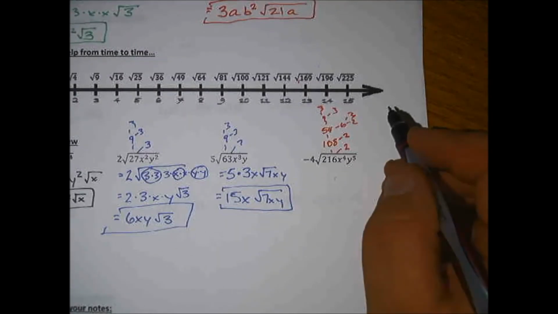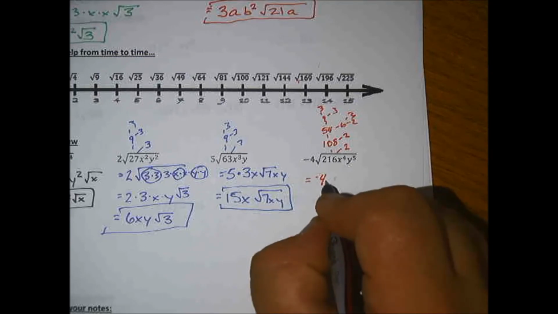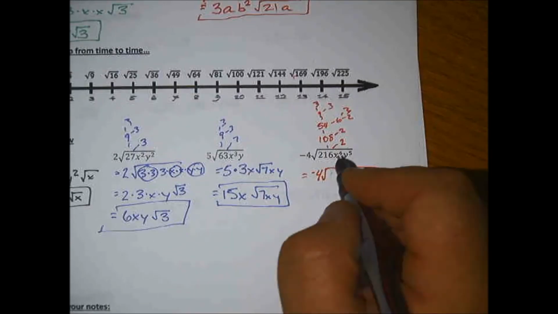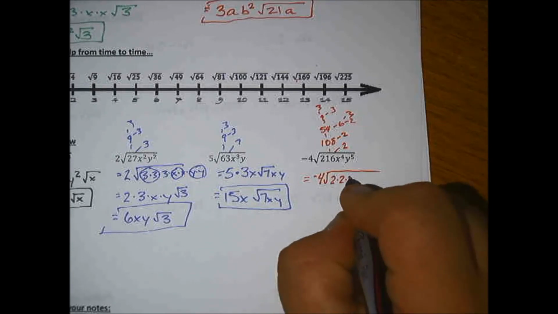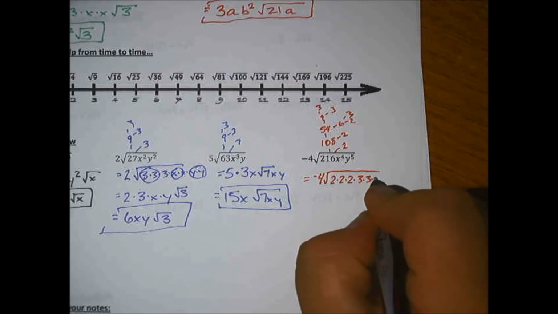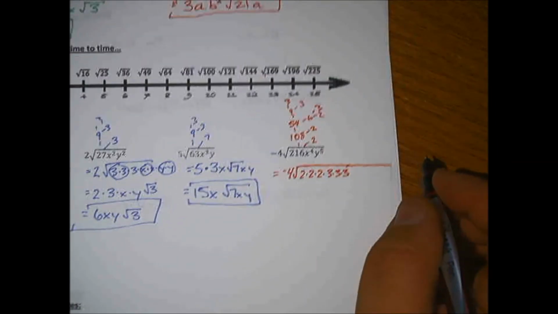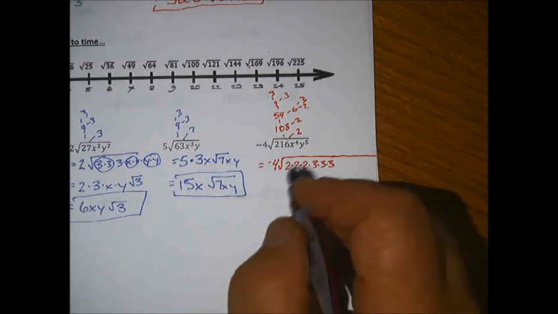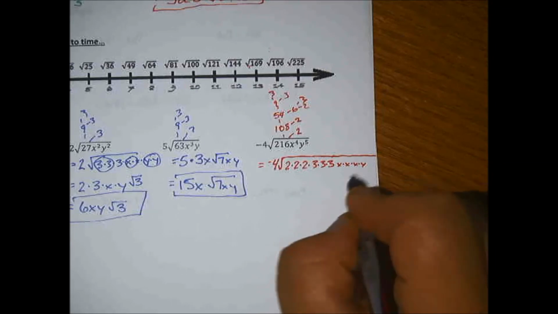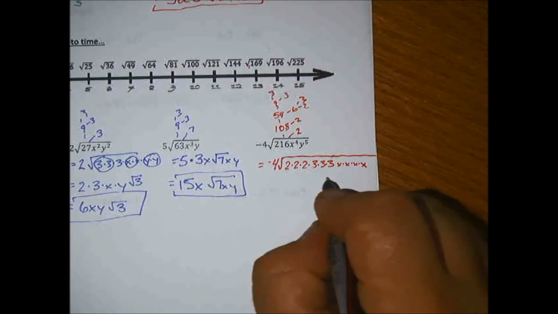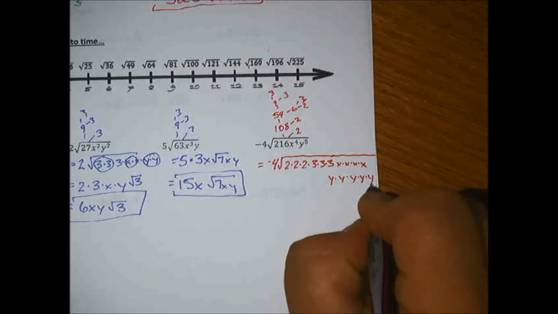So I have 3 2s and 3 3s. That's what 216 is. So I'll do this the crush way. That's what I'm going to call it. The crush way. 2 times 2 times 2 times 3 times 3 times 3. And a bunch of x's and a bunch of y's. No other way to say it but that. 1, 2, 3, 4. That's an x. And then 5 y's. 1, 2, 3, 4, 5.